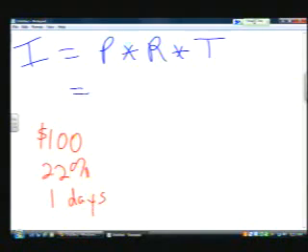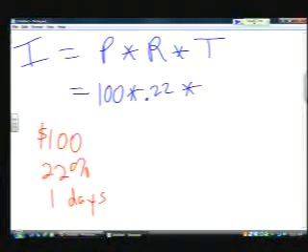So what are you going to plug in for P, Rachel? $100. Very good. Plug 100 in for P. And what do you plug in for R, Robert? 22%. 22%, so we might as well put it in as 0.22 when we do this with a calculator. And now the time, you got to be careful because the time is in years. So you can't just say times 1, because that would not be correct unless this was for a full year.